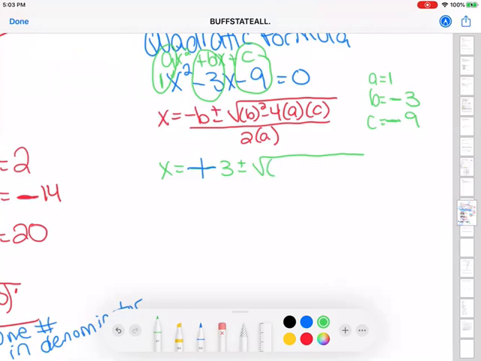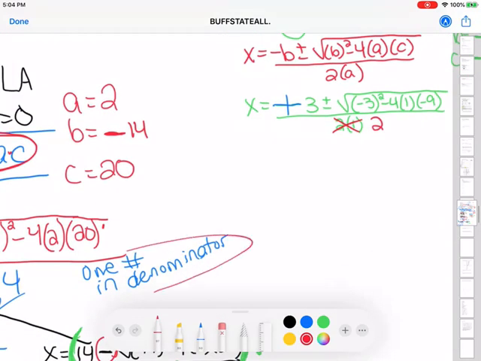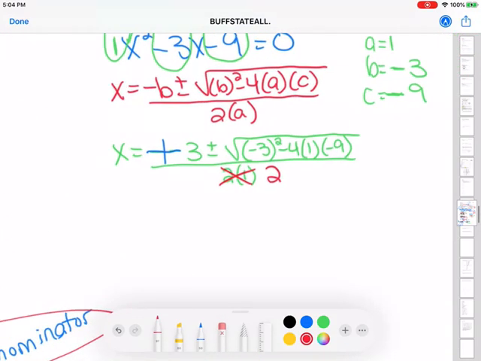Now I have to plug in B again. B is negative 3. Close your parentheses, squared. Minus 4 times A, which is 1, times C, which is negative 9. And that's all over 2 times A, which is 1. Now remember, try and get in the habit of simplifying that denominator ASAP. You only want one number in your denominator. Like we said right here, only one number in the denominator.